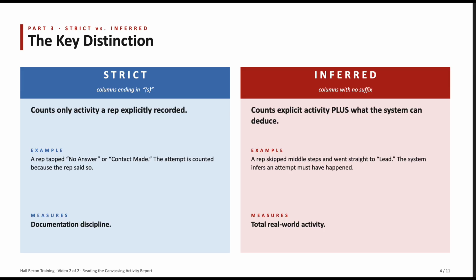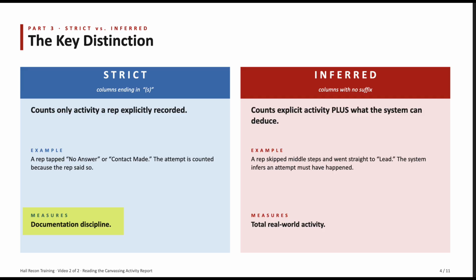Here's the slide most admins want a screenshot. In the report, you'll see column pairs, for example, attempts and attempts (S), or leads and leads (S). The lowercase s in parentheses stands for strict. Strict columns count only what a rep explicitly recorded. They tapped a status whose performance category indicates that thing happened. The column without the suffix is the inferred version. It counts the strict total plus any additional activity the system can reasonably deduce. If a rep skipped past the middle of the funnel and went straight to lead, the system infers an attempt must have happened to produce that lead and counts it.